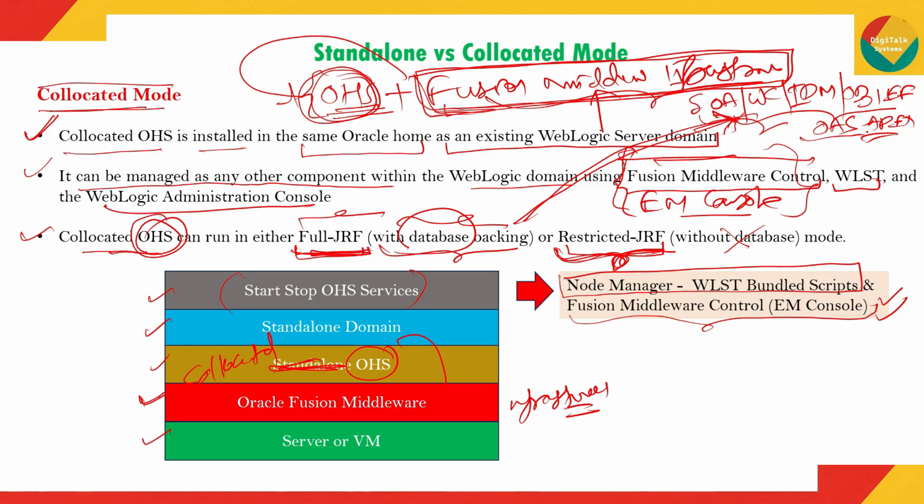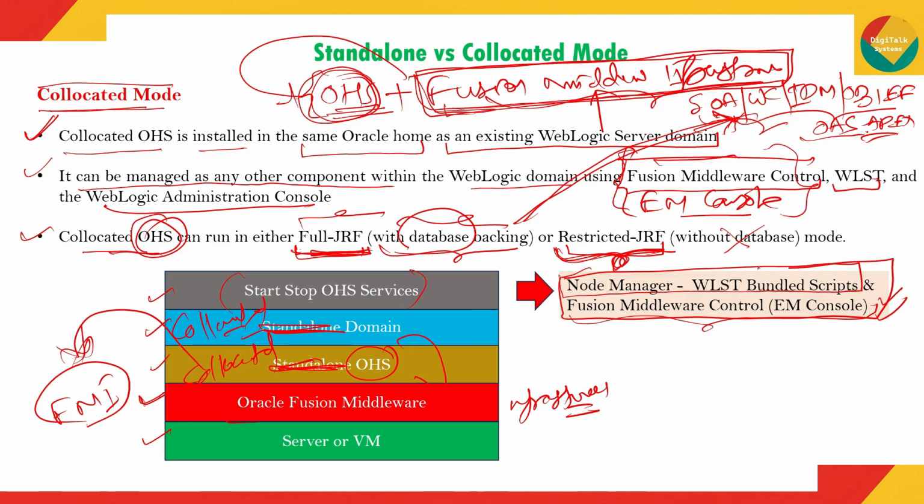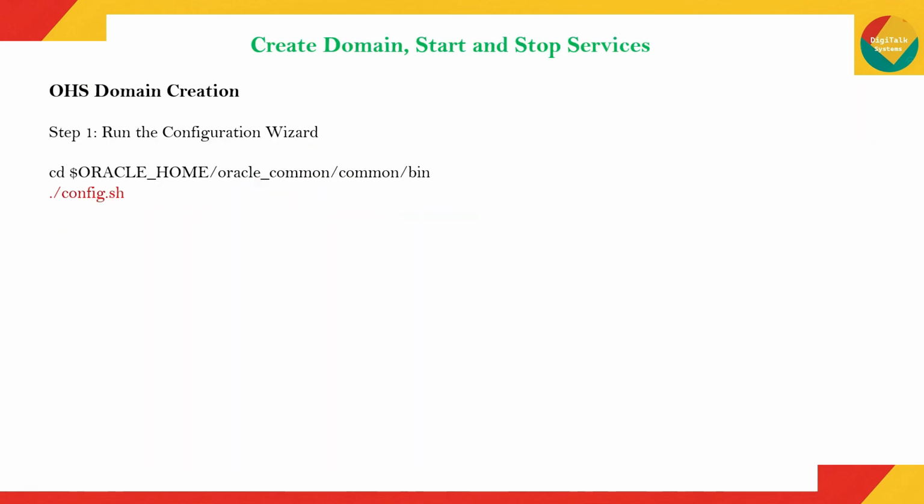Now, what is the major dependency? What we have seen in case of co-located is that you always need the Fusion Middleware Infrastructure. Only after that you install the OHS. This is co-located, not standalone. So this is one of the dependencies. And what is the benefit that we are getting? We can manage our OHS with the help of the Fusion Middleware tool, which is the EM console, a graphical user interface tool. So this is the difference between co-located and standalone mode.